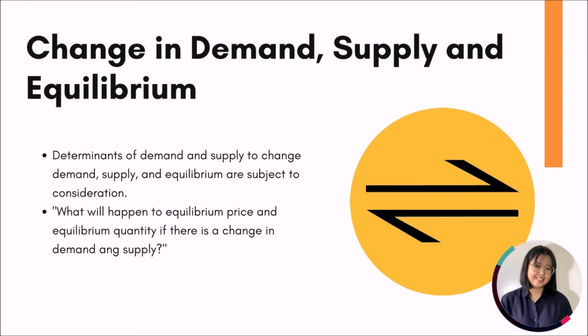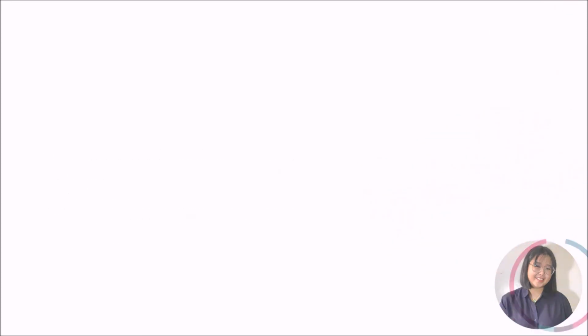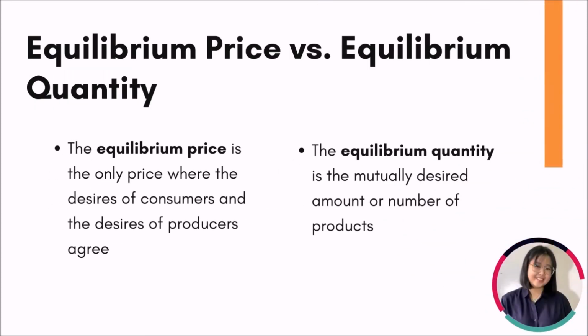In change in demand, supply, and equilibrium, determinants of demand and supply to change demand, supply, and equilibrium are subject to consideration. The changes in the three concepts answer the question: what will happen to the equilibrium price and equilibrium quantity if there is a change in demand and supply? The equilibrium quantity and equilibrium price will be constantly stated. Thus, the equilibrium price is the only price where the desires of consumers and the desires of the producers agree. Meanwhile, the mutually desired amount or number of products between consumers and producers is called the equilibrium quantity.